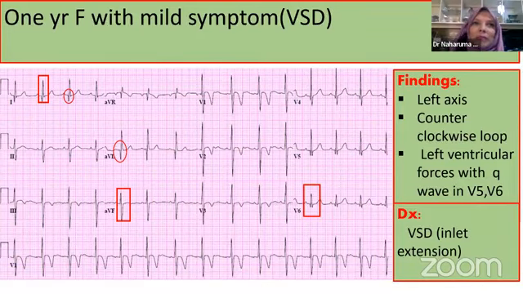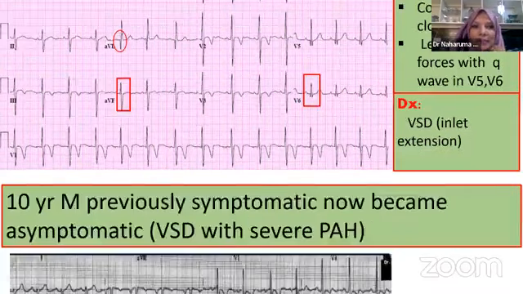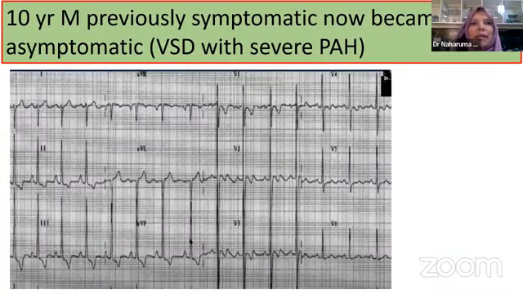So counseling is very important, and ECG can guide us in this. A 10-year-old male, previously symptomatic and now become asymptomatic. This is very important, because most mothers and parents are happy that my baby was previously symptomatic and now has become asymptomatic. This is a very alarming sign clinically that this patient might go into irreversible reverse shunt.